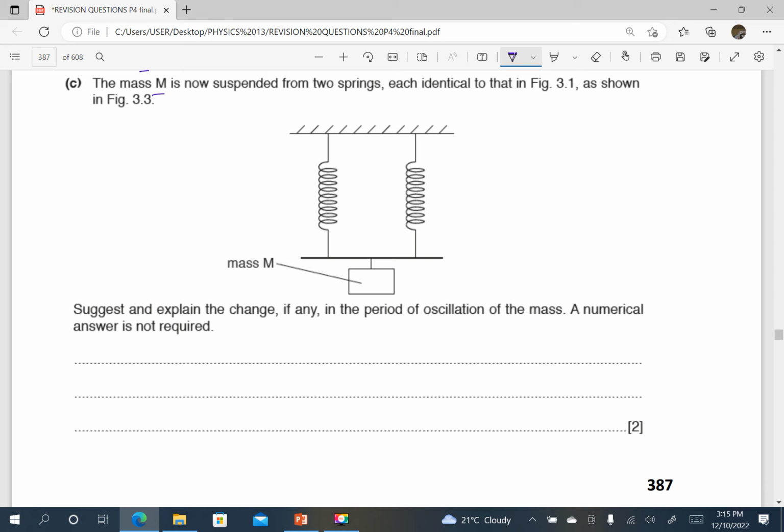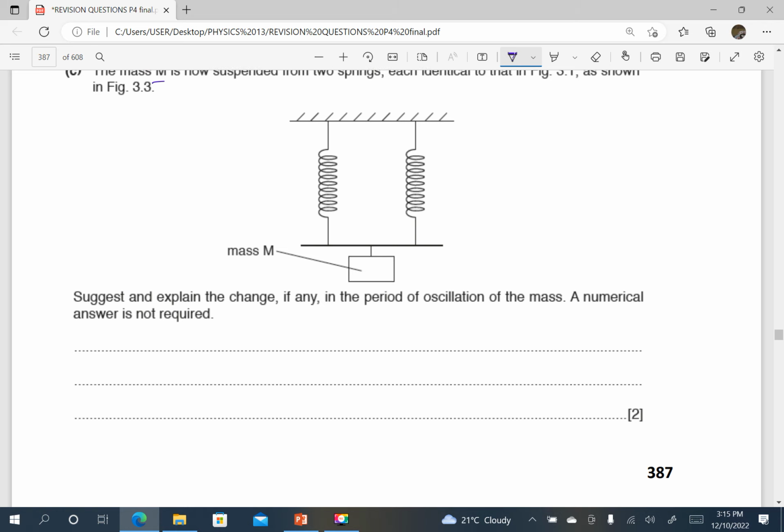The springs have now become stiffer. And if the springs are stiffer, the K value is actually going to be greater. It means the mass is going to oscillate very fast. That means the period is going to be shorter. So we have a greater spring constant. Is it a greater spring constant when they are joined in parallel? Yes, the spring constant is higher, because when they're joined in parallel, we add the spring constants to get the total spring constant. So, because they want us to suggest and explain the change, if any, on the period.